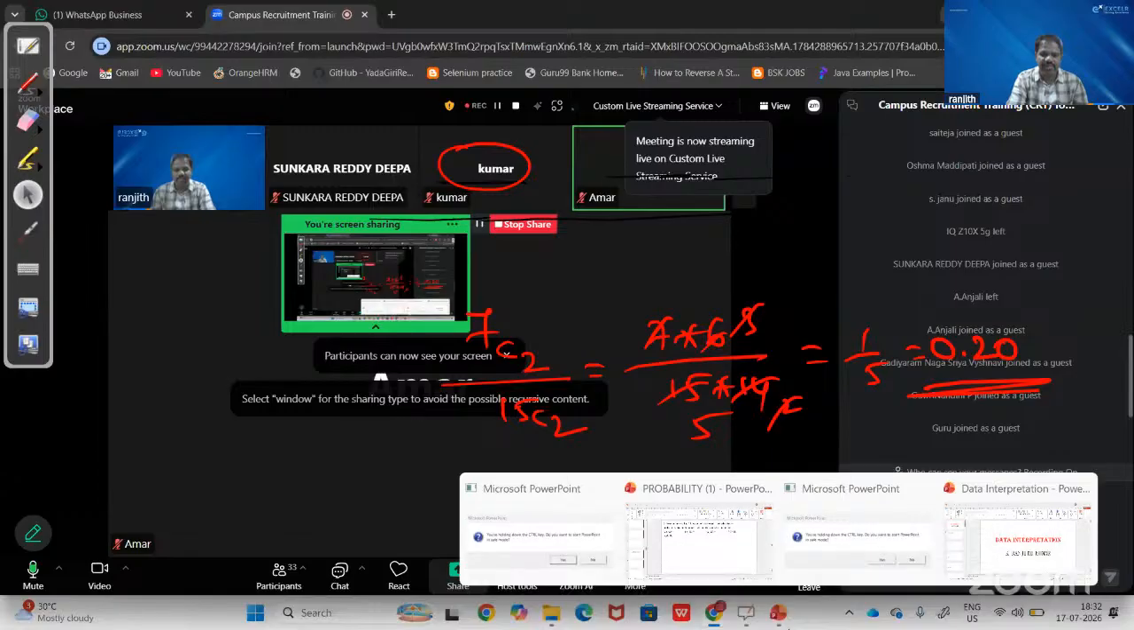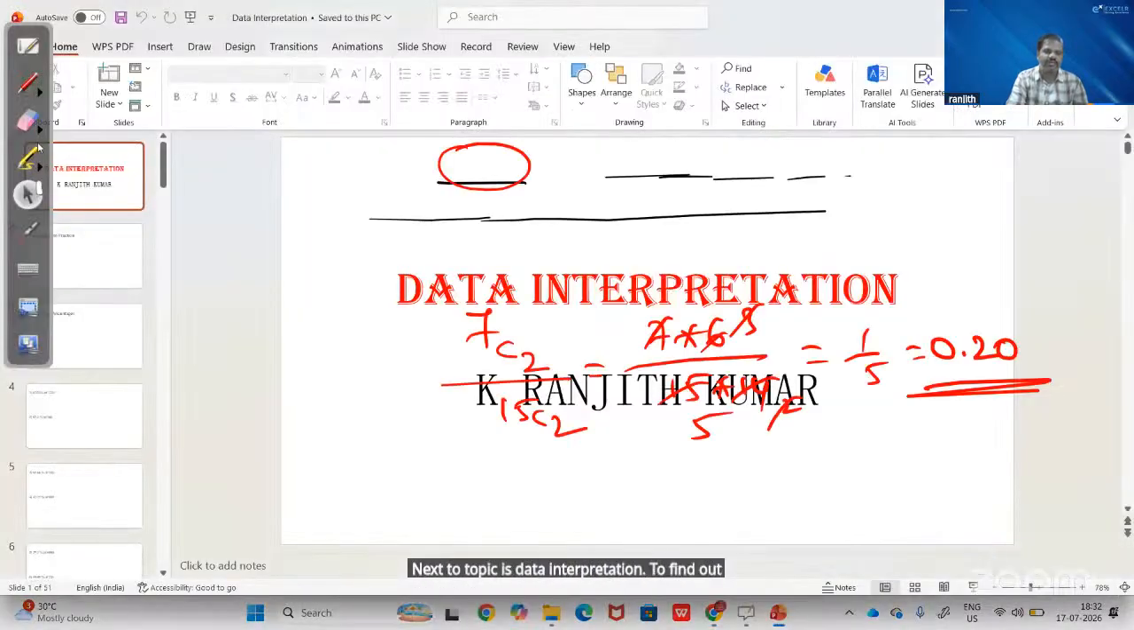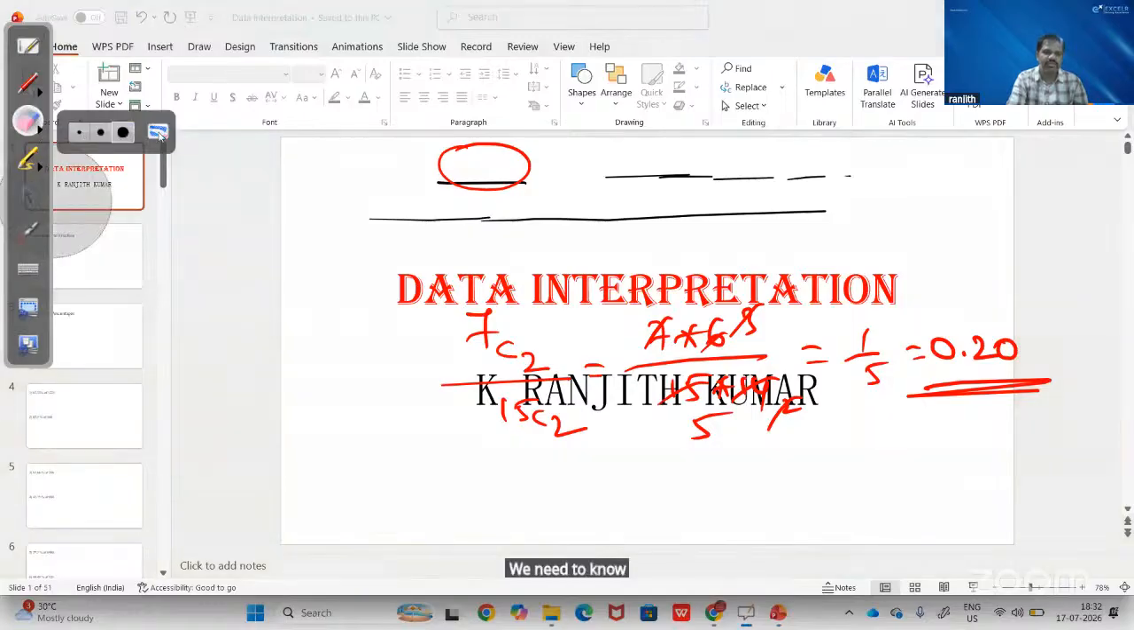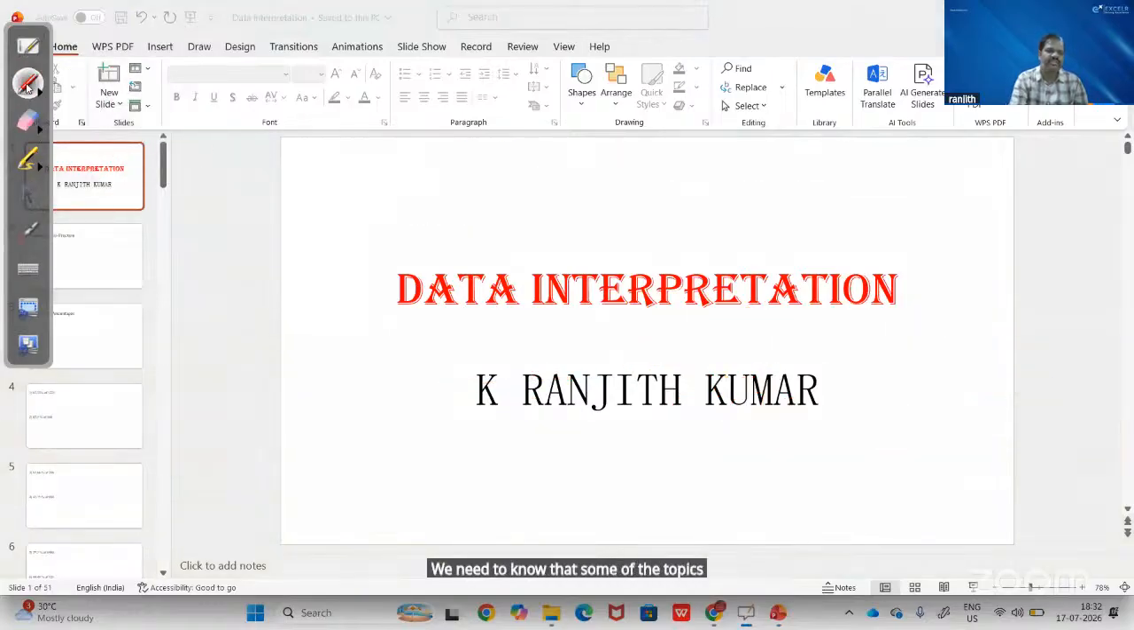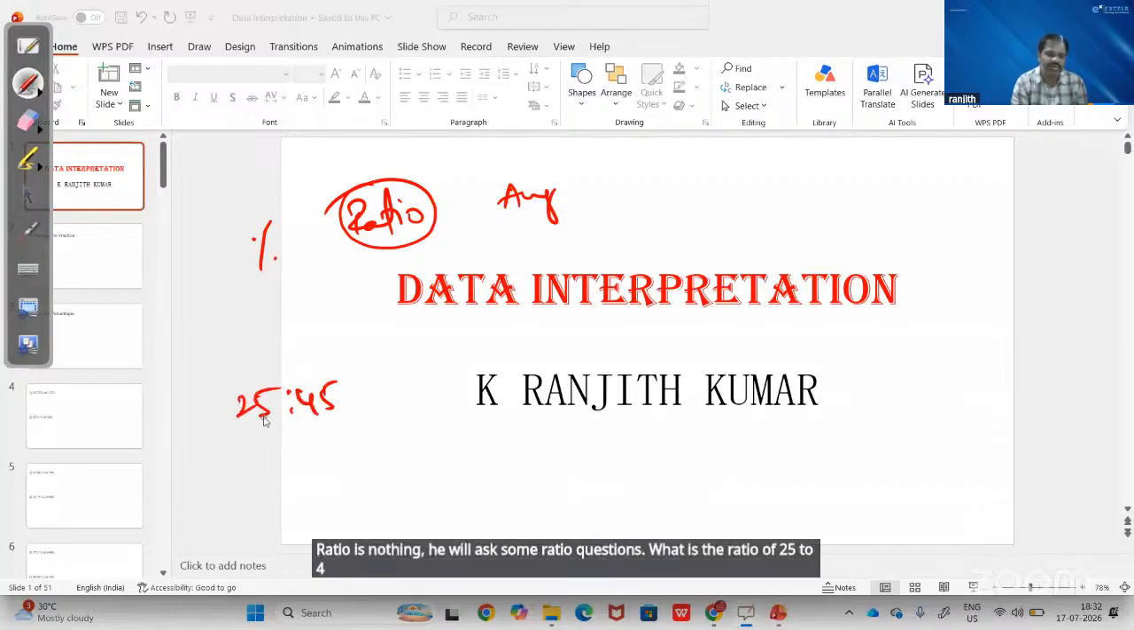Next topic is data interpretation. To do data interpretation, we need to know some topics: percentage, ratio, proportion, and average. For ratio, they will ask ratio questions, such as: what is the ratio of 25 to 45? We can find it by dividing out the common factor: 5 fives are 25, 5 nines are 45.